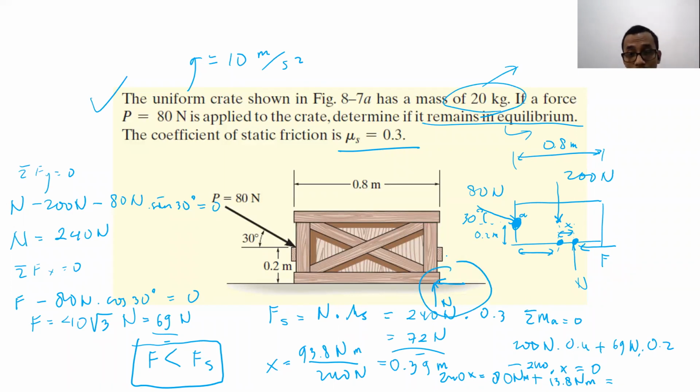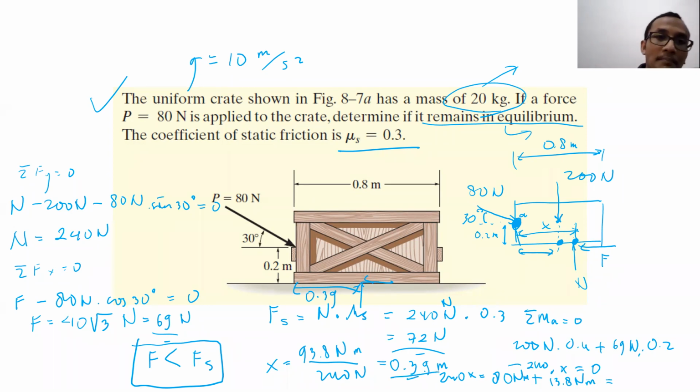It's not at the left of the CG, because we use sigma moment at A. Yes, correct, my bad. You are correct. Just now I made a miscalculation. Thank you, Matthew, for correcting me. So that's the X value. Because we use sigma moment at A, the normal force will be here and the friction force will be here. So it is 0.39 from the left edge, because we use sigma moment at A.